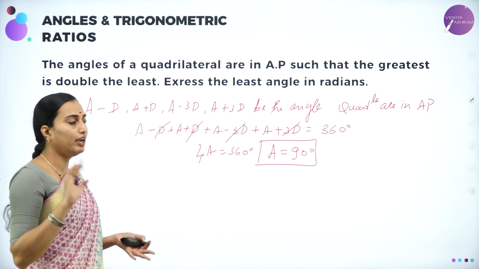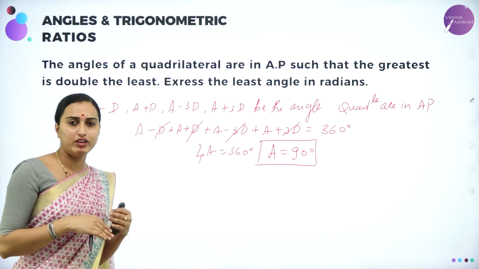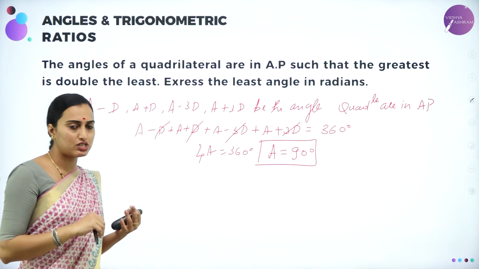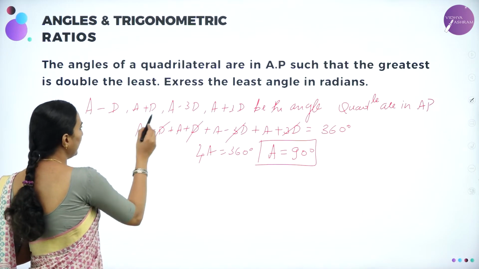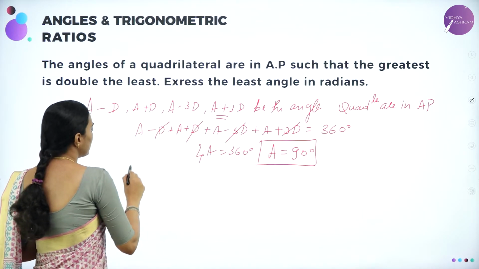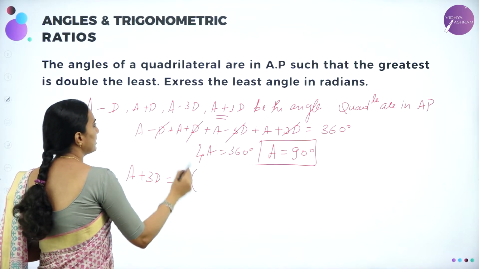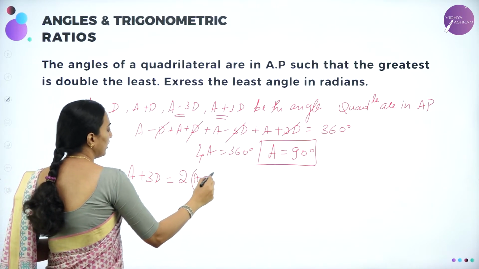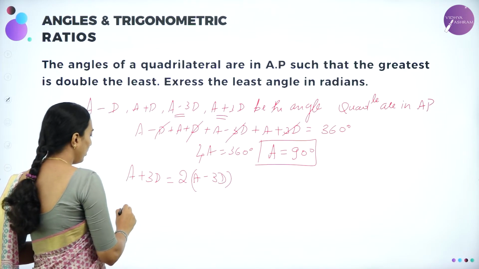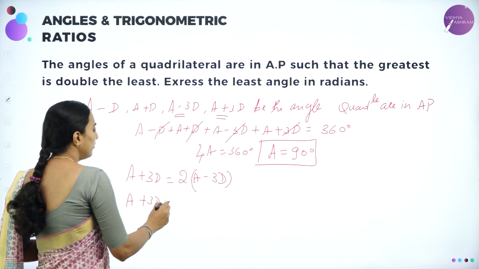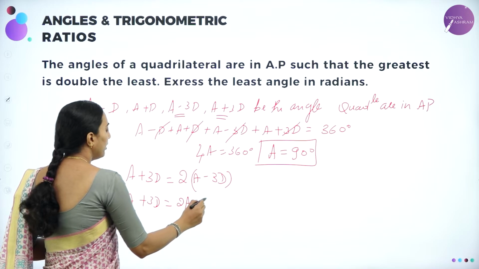The angles of a greatest, let me take it as A will be the greatest and D will be the least. So therefore, greatest is nothing but here A plus 3D. So A plus 3D will be equal to double the least. Least means A minus 3D. So therefore, A plus 3D will be equal to 2A minus 6D.